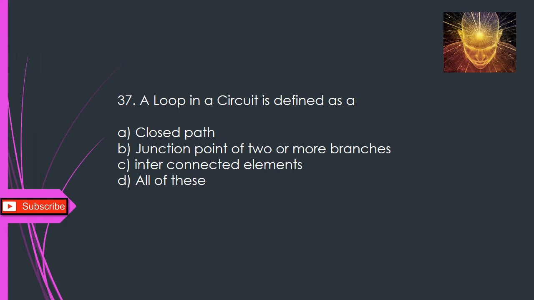A loop in a circuit is defined as: A. A closed path. B. Junction point of two or more branches. C. Interconnected elements. D. All of these. Correct option is A. A loop in a circuit is defined as a closed path.